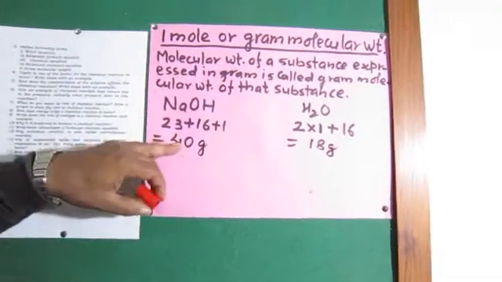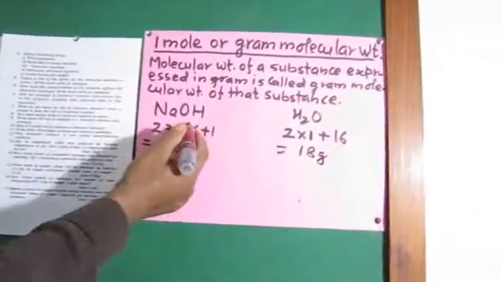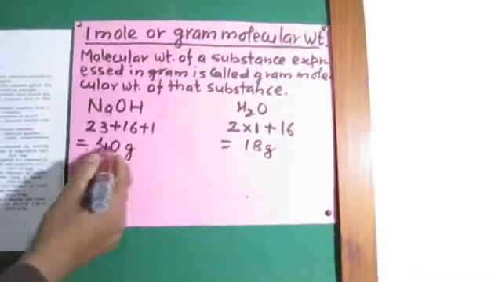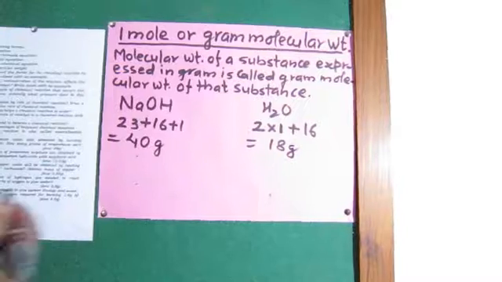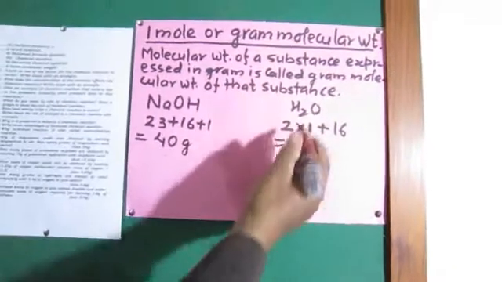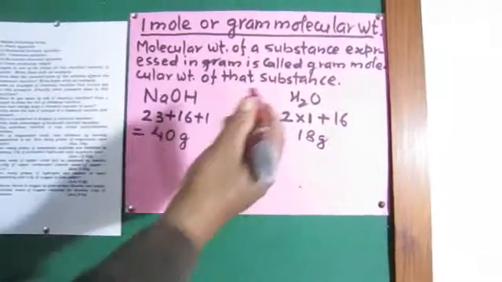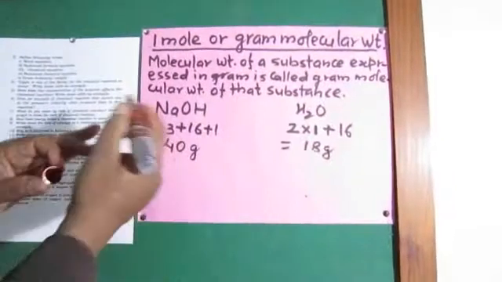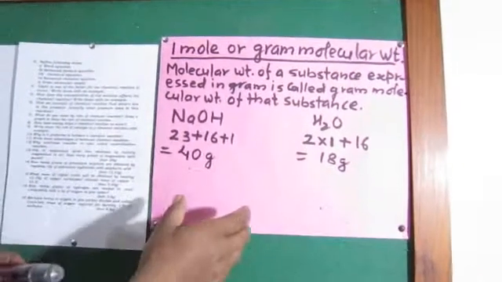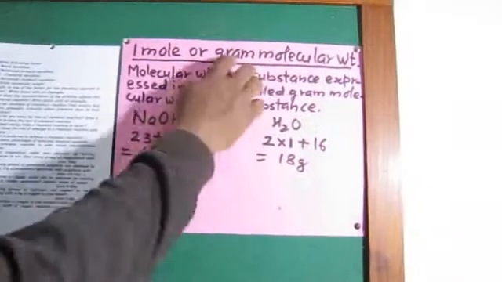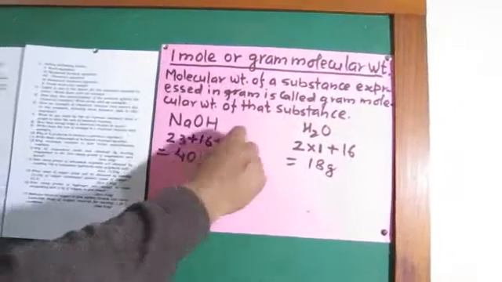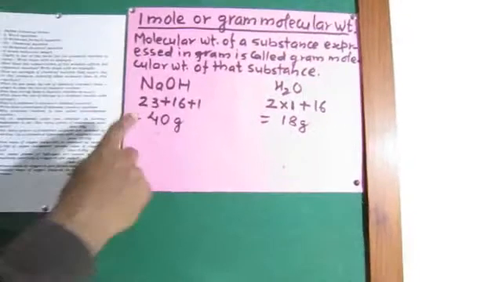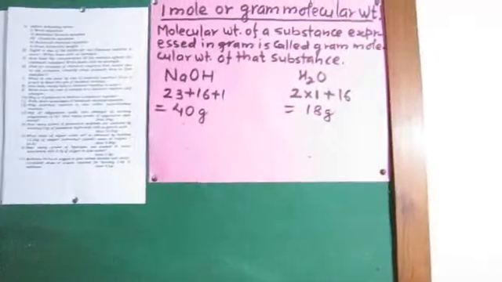Now, the same is called 1 mole of that substance. It means 1 mole of sodium hydroxide contains 40 gram of sodium hydroxide. In the same way, 1 mole of water contains 18 gram of water. And in the same way, we can find the molecular weight of a substance, and if we put gram at the end, then it becomes gram molecular weight, and the same is called 1 mole of that substance.